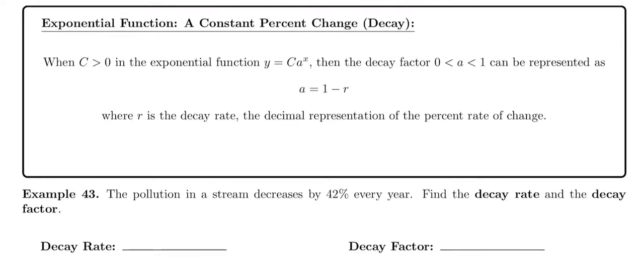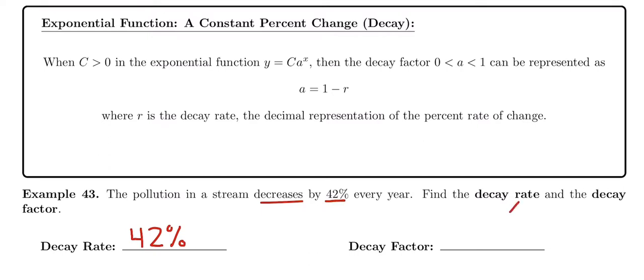Here we're looking at how a decay rate and decay factor are comparable. So if you're given a rate, you're given the percentage. We're given the population in a stream decreases by 42% each year. So we're given our rate is 42%, but for our formula for exponentials, we write y equals c times a to the x.